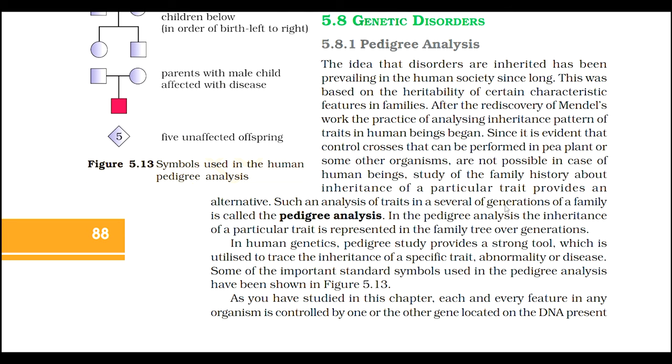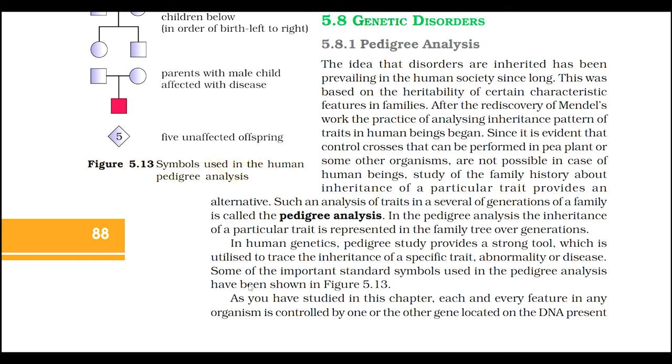In the pedigree analysis, the inheritance of a particular trait is represented in the family tree over generations. In human genetics, pedigree study provides a strong tool which is utilized to trace the inheritance of a specific trait, abnormality, or disease. Some of the important standard symbols used in the pedigree analysis have been shown in figure 5.13.